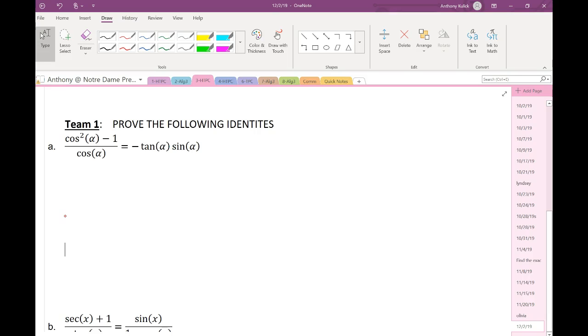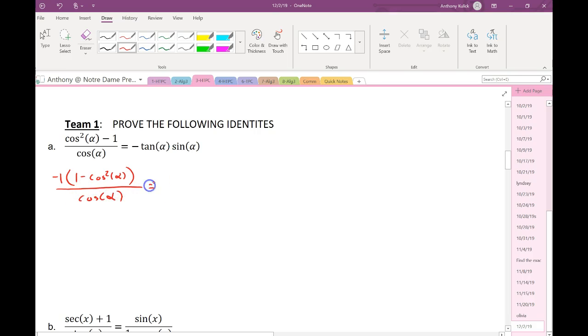Let's factor out a negative 1. Everybody happy there? And now I can apply that Pythagorean, right? 1 minus cosine squared is sine squared. And I'm just going to drop the negative 1 and turn it into a minus sign, like that. Is everybody okay there?